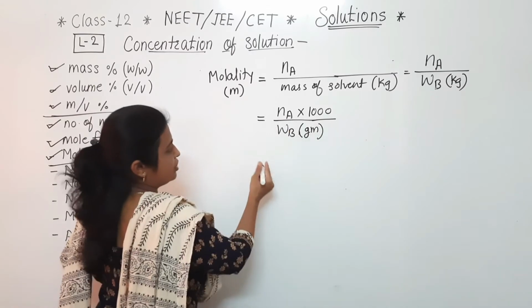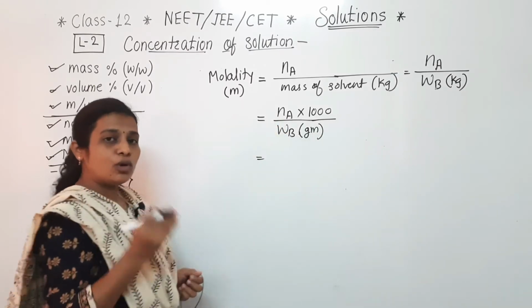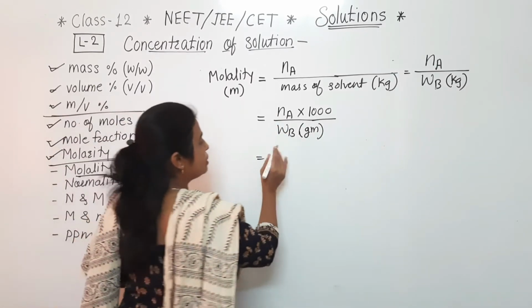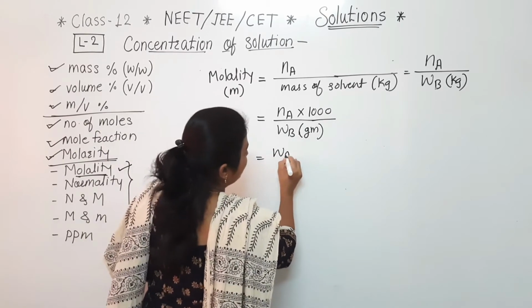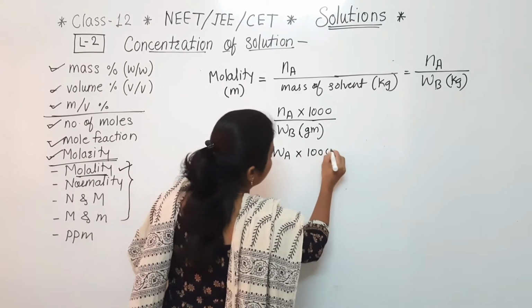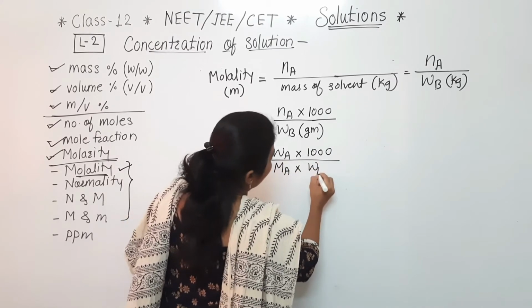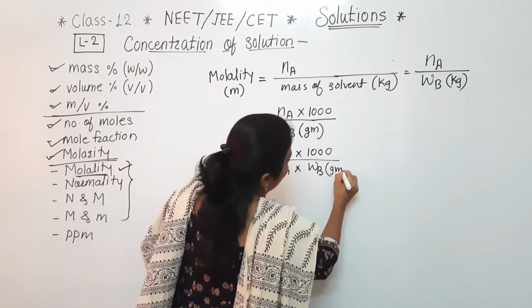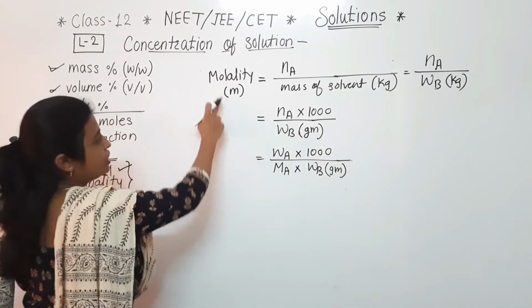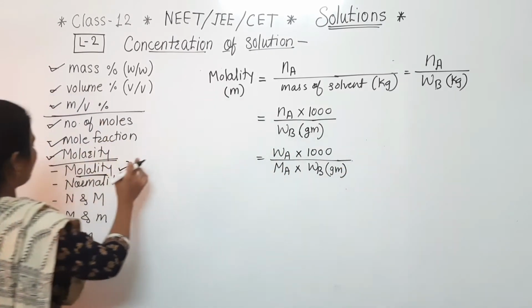ठीक है. और एक चीज, अगर मास ऑफ सोल्यूट, मोलार मास ऑफ सोल्यूट इज गिवन, देन व्हाट विल बी द फॉर्मूला? That will be WA into 1000 divided by MA into WB in the gram. So in this way we have written the formula for the molality.